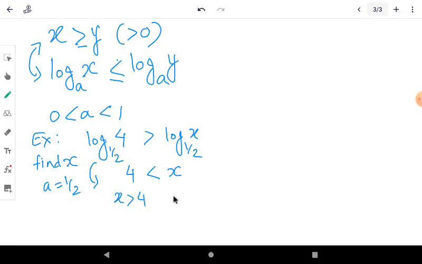This is also satisfying the domain of this, which is x greater than 0, because if you take x greater than 0 and take the intersection with x greater than 0, you will get x greater than 4 only. So this is the first set of rules of logarithmic inequality. Now, as I said, let's see how it came, guys.